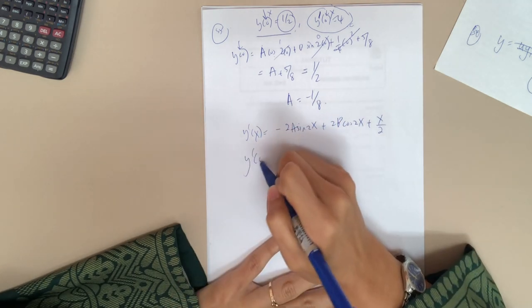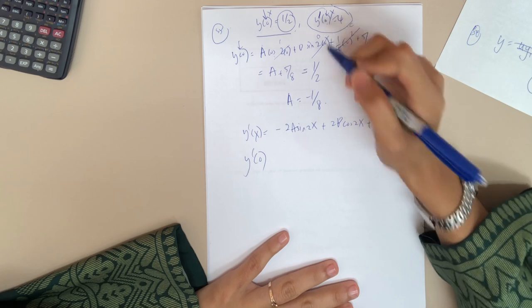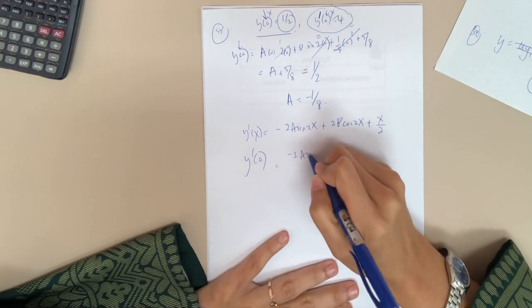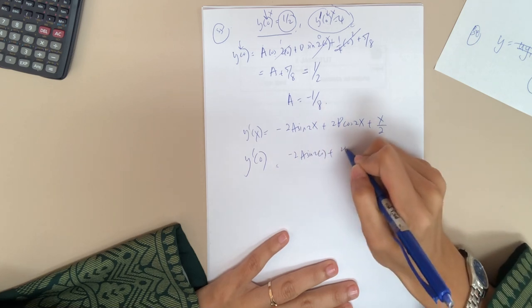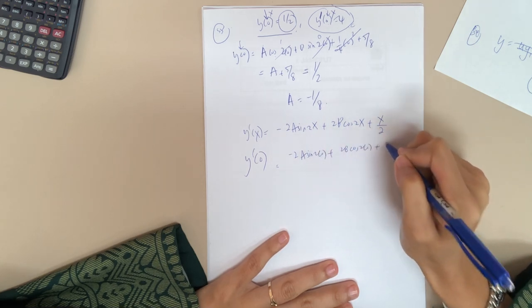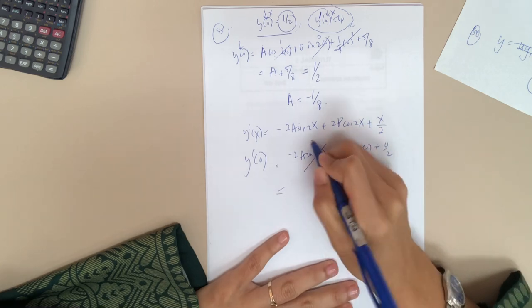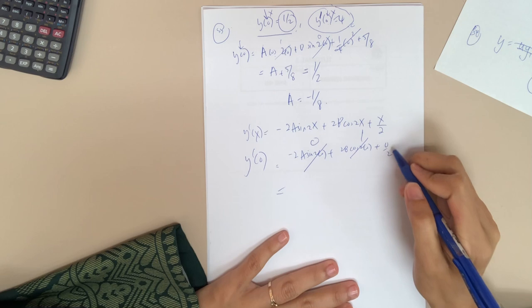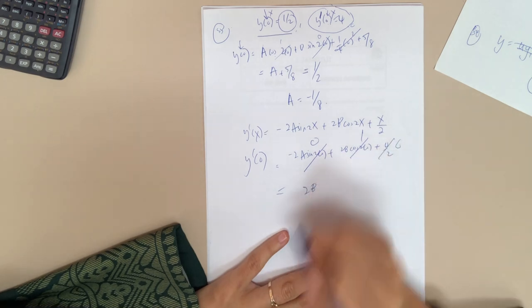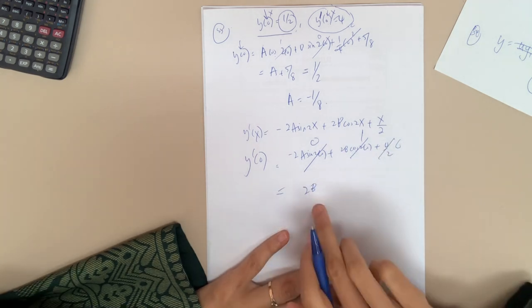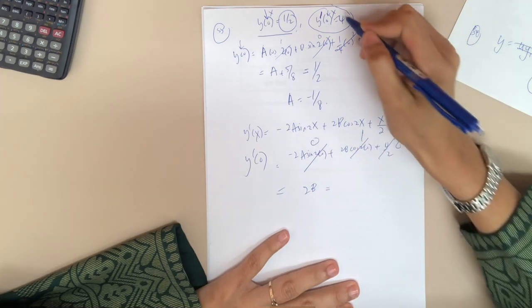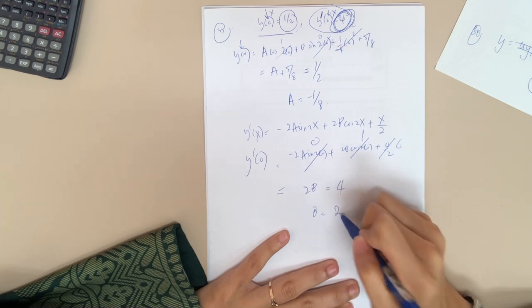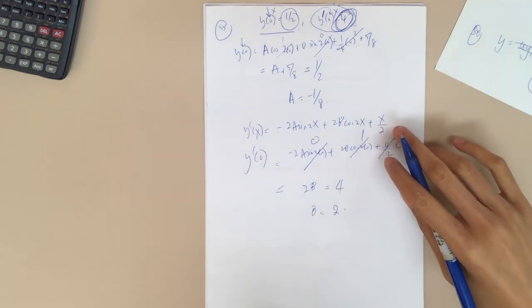Then substitute 0 into x here. So you have negative 2A sin 2(0) plus 2B cos 2(0) plus 0 over 2. Therefore, the first term is 0 because sin 0 is 0, cos 0 is equal to 1, and the last term is 0. So you only have 2B, and this must be equal to 4. And you already get your B directly, which is equal to 2.